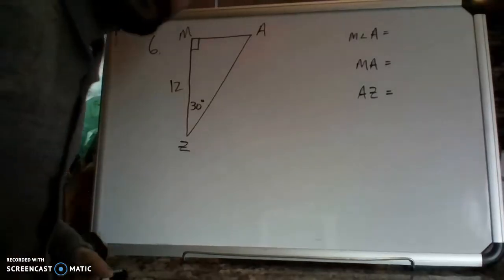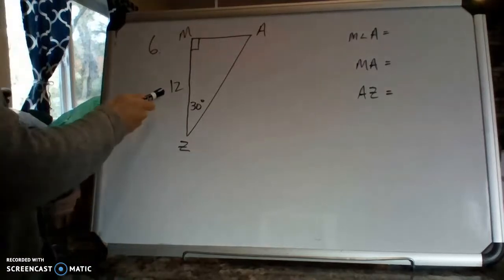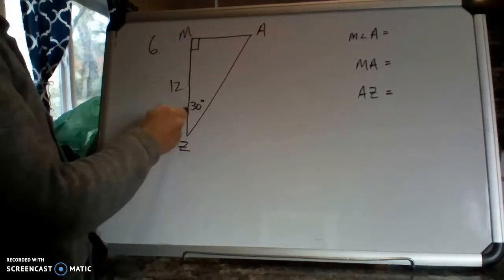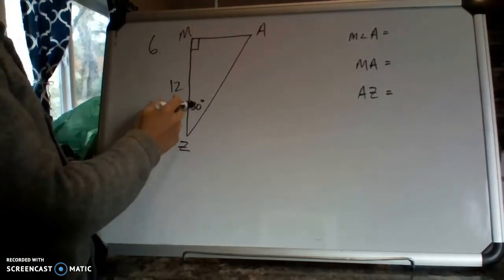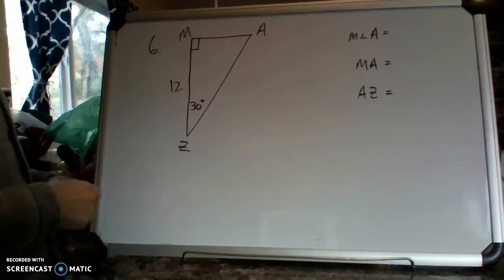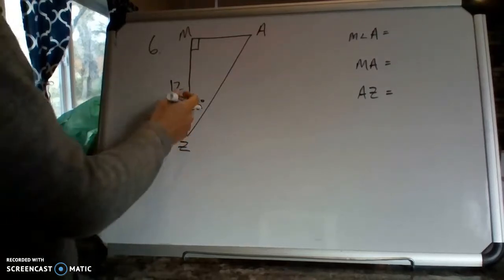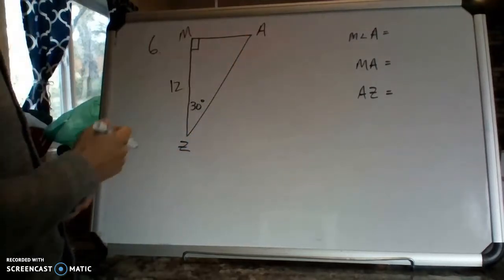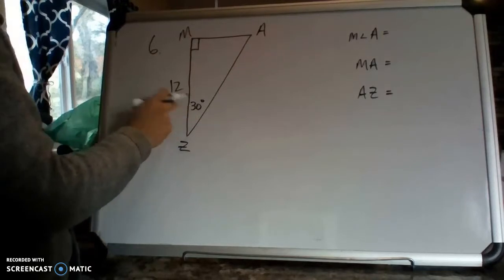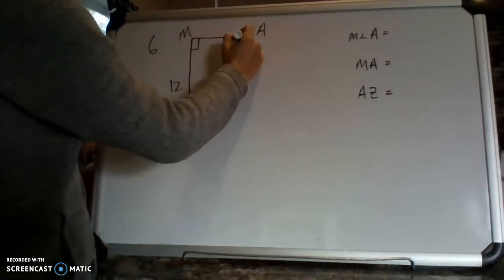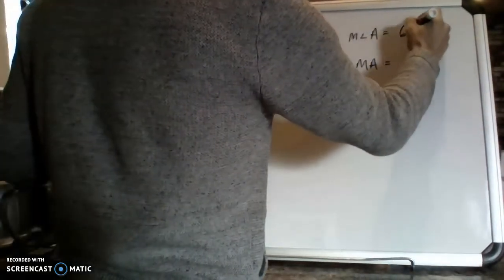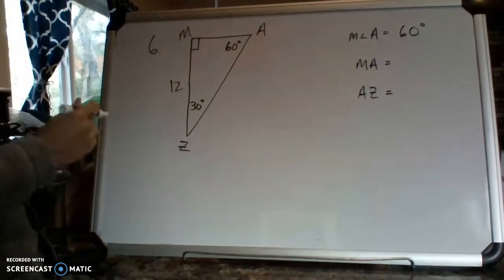Let's move on to question 6. In question 6, you can see that we, again, only know one side, but we do know one of the acute angles. And lo and behold, that acute angle is a special angle. Let's calculate the measure of angle A quickly. 180 minus 90 minus 30 would give us the measure of angle A is 60. So this is a 30, 60, 90 triangle.